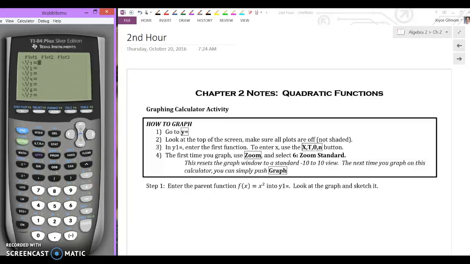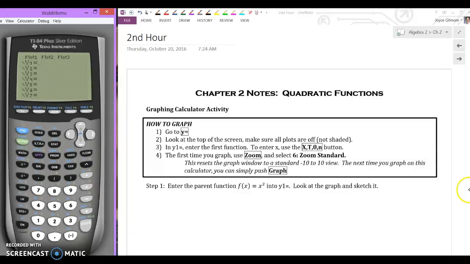In the y1, you're going to enter our first function. To enter x, you use the button that looks like x, comma, t, comma, weird circle thingy, which actually is theta, comma, n. It is diagonal from the second button or right next to the green alpha button. So that's the button that you use to put x in.